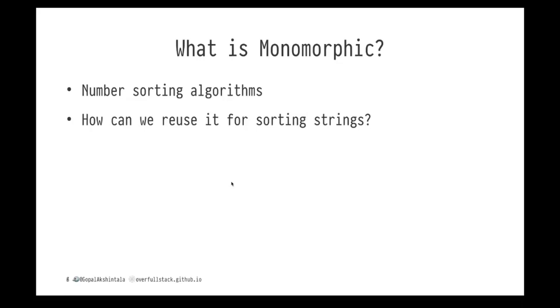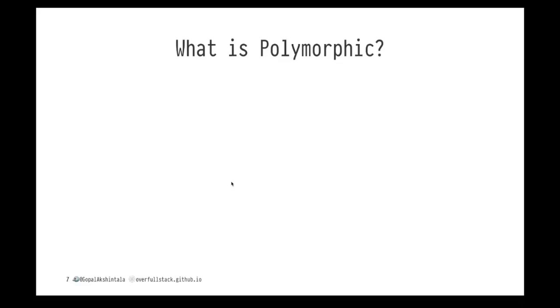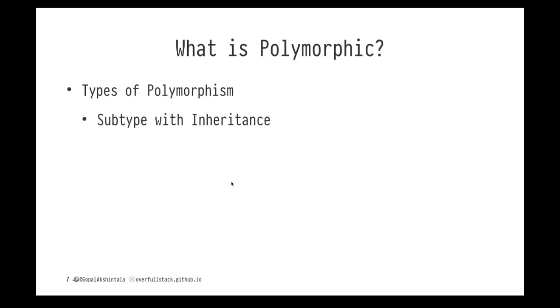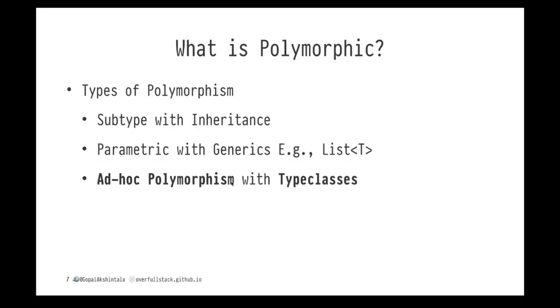Let me start with the polymorphic code. But before that, let's see what are the types of polymorphisms, right? We all know one polymorphism, which is pretty popular, subtype with inheritance. We all do it day to day, wherein you have an interface or an abstract class and you have multiple implementations, and then you choose one at runtime. And then we have parametric polymorphism, wherein a list of T. This is also pretty popular, wherein a list can hold both an integer as well as a string, and that's polymorphic as well. There is a third one, which is not so popular, but we all use it on a regular basis, and I'll prove it. It's called ad hoc polymorphism. You might not have heard about it, or is there anyone who has heard about it? You can probably pitch in.